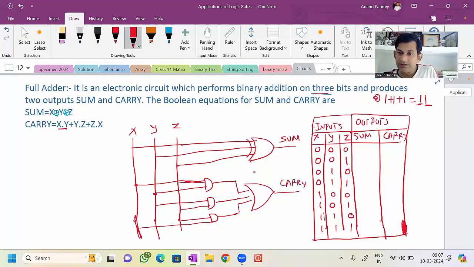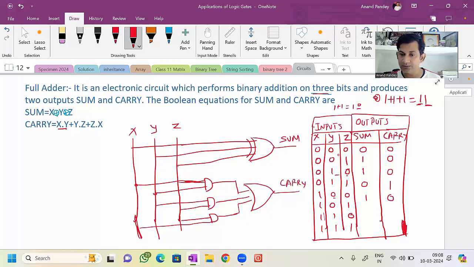So coming to this, x plus y plus z, sum will be 0, binary addition, and carry will also be 0. Here 0 plus 1, sum will be 1 and carry will be 0. There will be no carry, so 0. Then here 0 plus 1 plus 0 will be what? 1. Sum will be 1, carry will be 0. Here 1 plus 1 is what? 1 0. So 0 will be taken as sum and 1 will be taken as carry. Now 1 plus 0 plus 0 will be 1. Sum will be 1, carry will be 0.